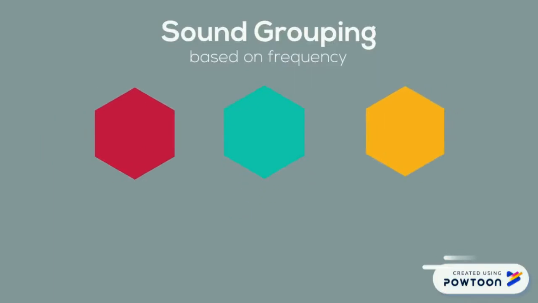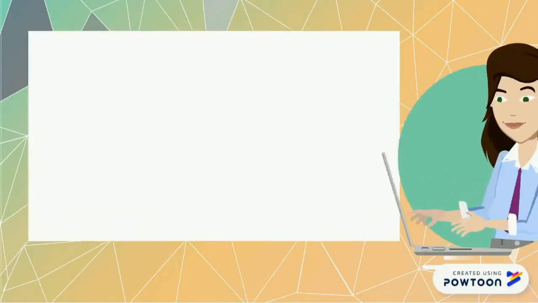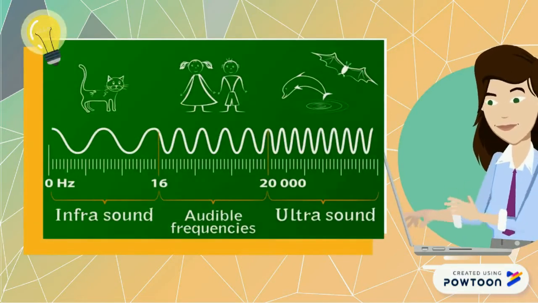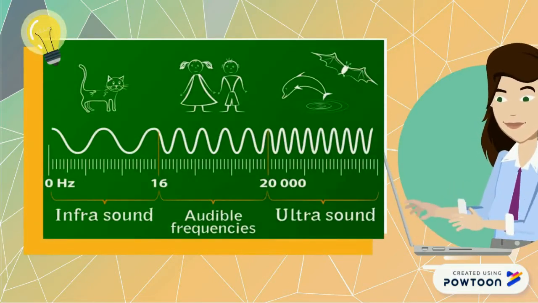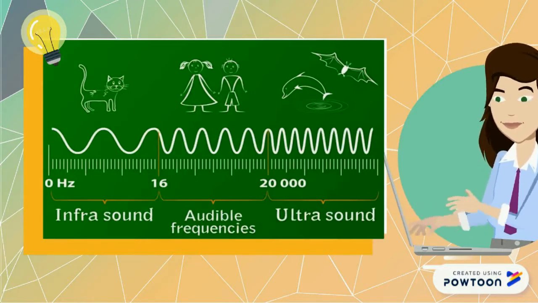And then the next is the grouping of sound based on the frequency. It is infrasonic, audiosonic, and ultrasonic. Infrasonic is sound wave whose frequency is below 20 Hz, and the examples are dogs, cats, and crickets.